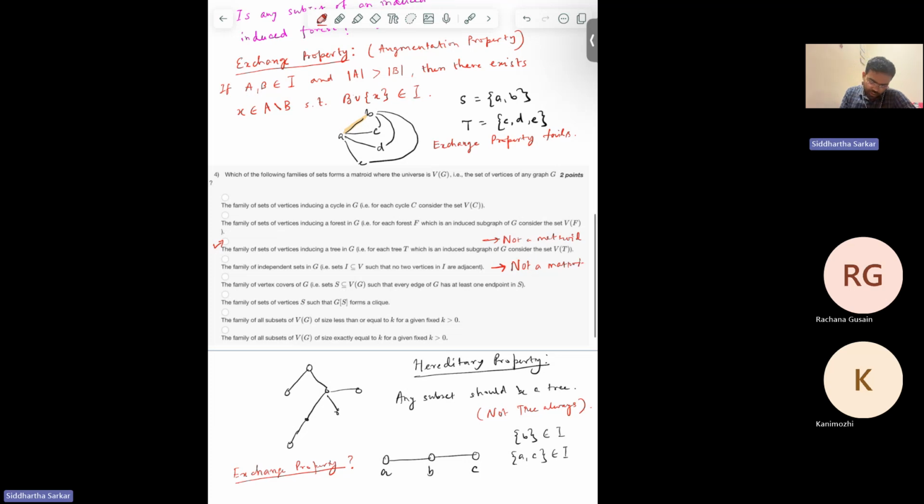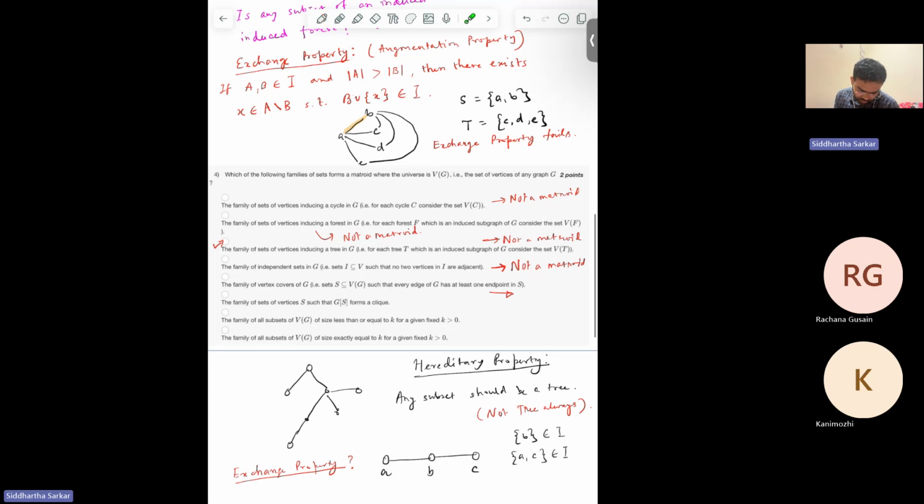So far we haven't seen any matroids. Since we have checked already, the matroid is still evading us. Now let's look at the next one.